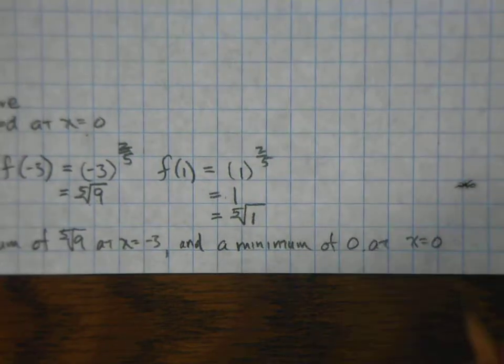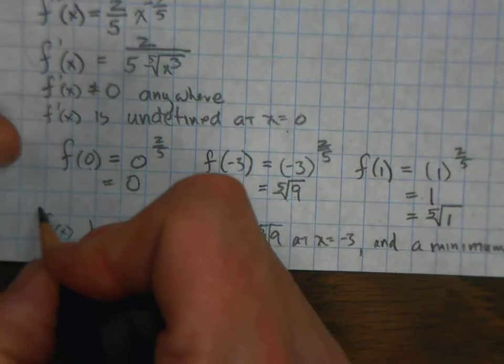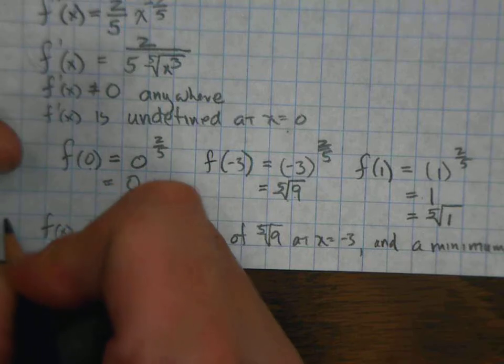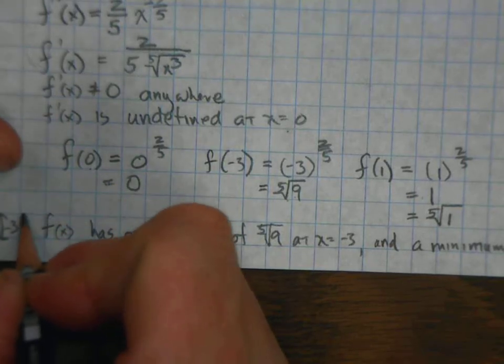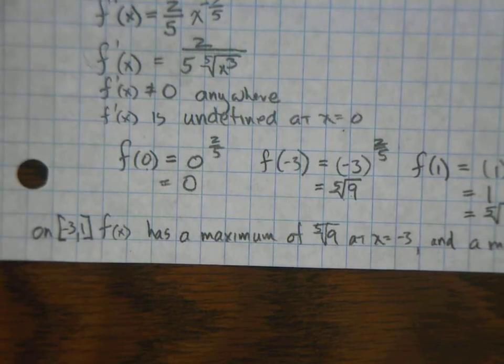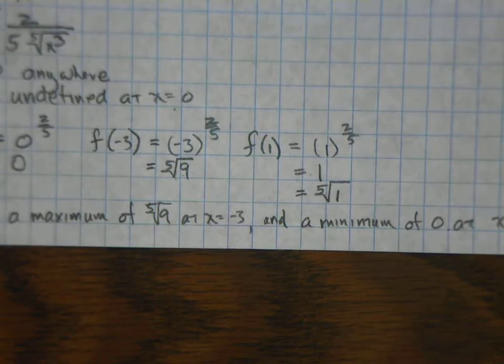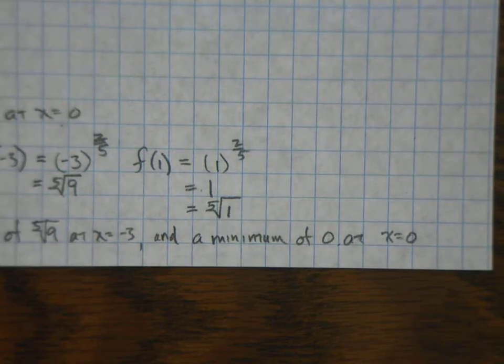Ooh, we forgot something. What did I forget? On our closed interval, -3, 1. That's my best answer. On the closed interval, -3 to 1, f has a maximum of the 5th root of 9, which occurs at x equals -3, and a minimum of 0 at x equals 0. Hope that helped.